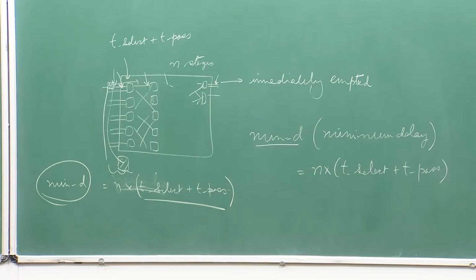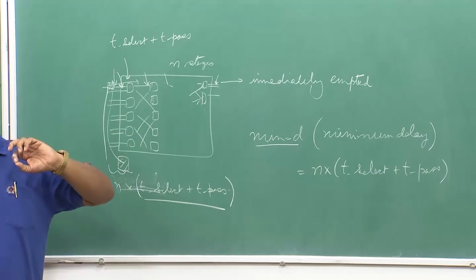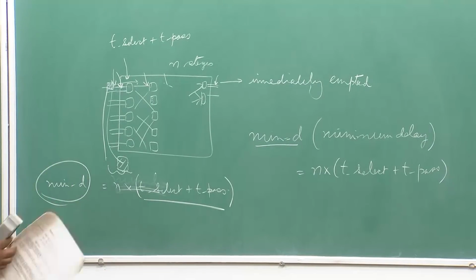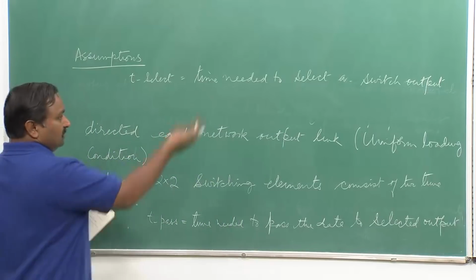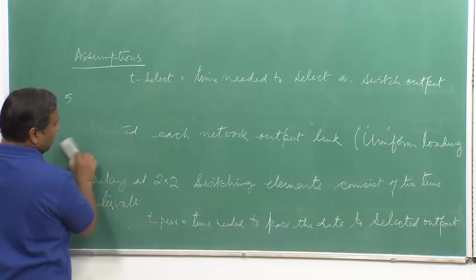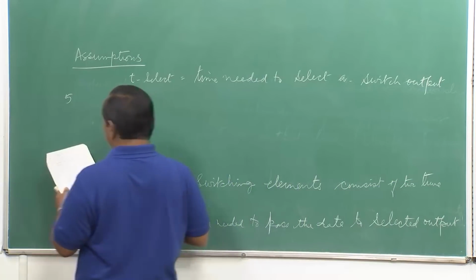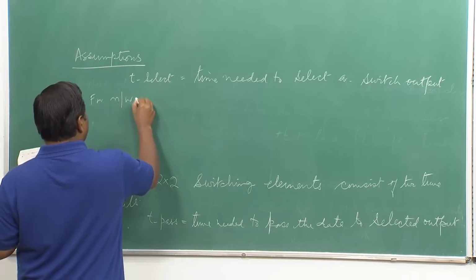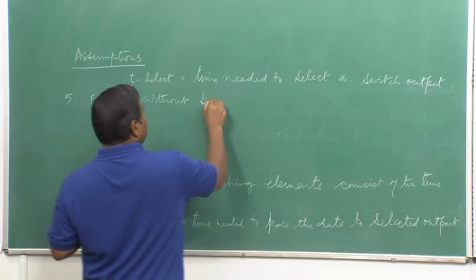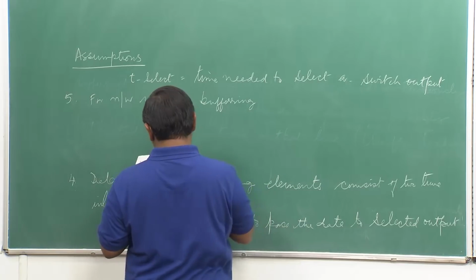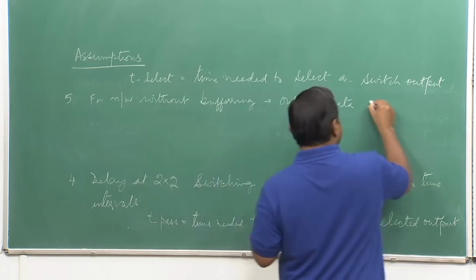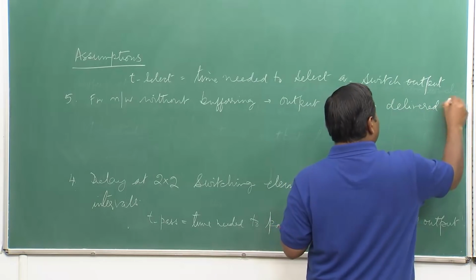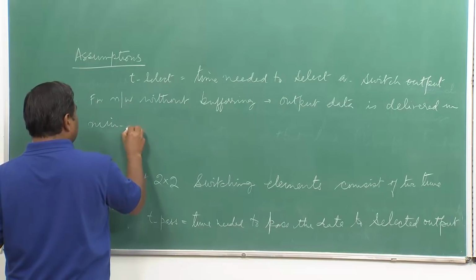But in case of a buffered system, packets can get buffered. So, it will not be between two choices of either Mindy or infinite, it can be somewhere intermediate also. Okay. So, when the network is going to be with buffers, what you are going to do? So, the fifth thing, let me write it down. So, the fifth assumption is about this: for a network without buffering, output data is delivered in Mindy.